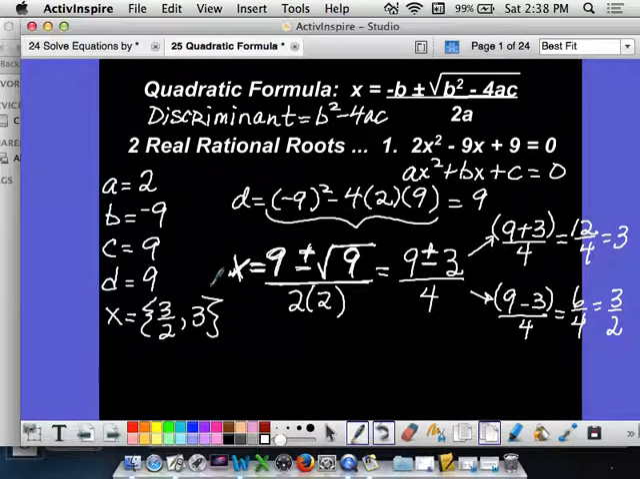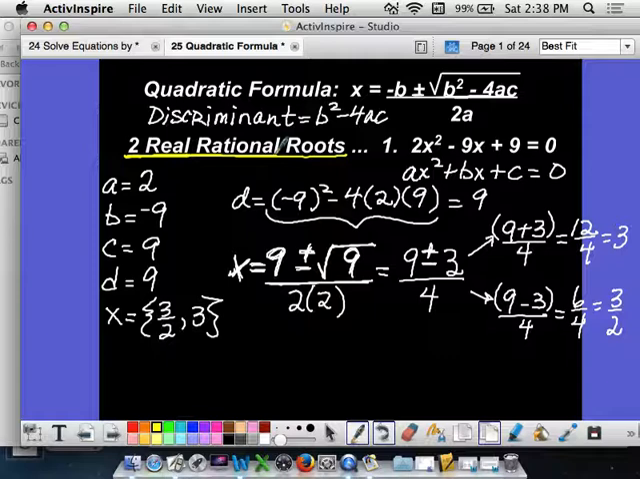3/2, 3. I need to talk just a little bit about these 2 real rational roots. You're going to have 4 types of roots, and I'm going to go through each one. There are 2 because you had a plus and minus. So here are my 2 answers, 3/2 and 3. They're real. That means they're not imaginary. We'll look at an imaginary root. They're real, and they're rational.